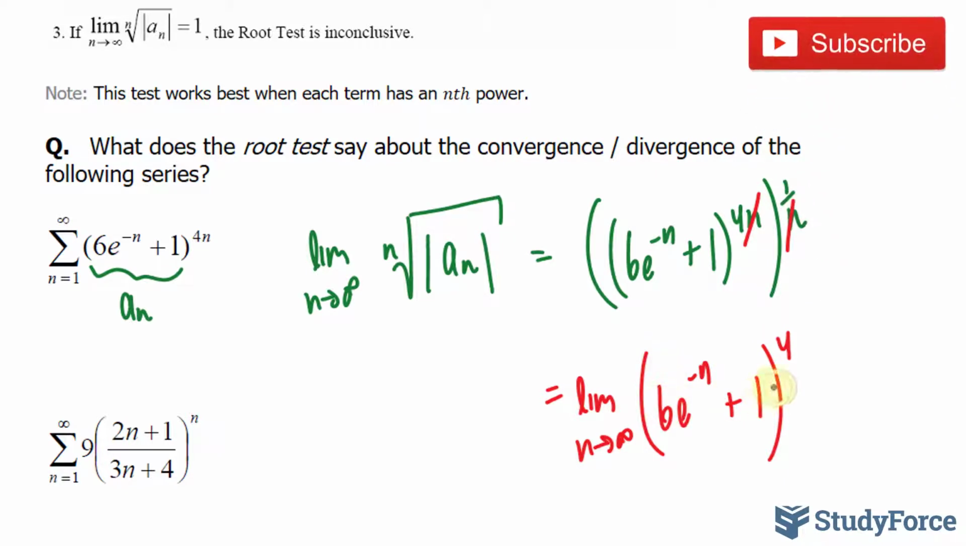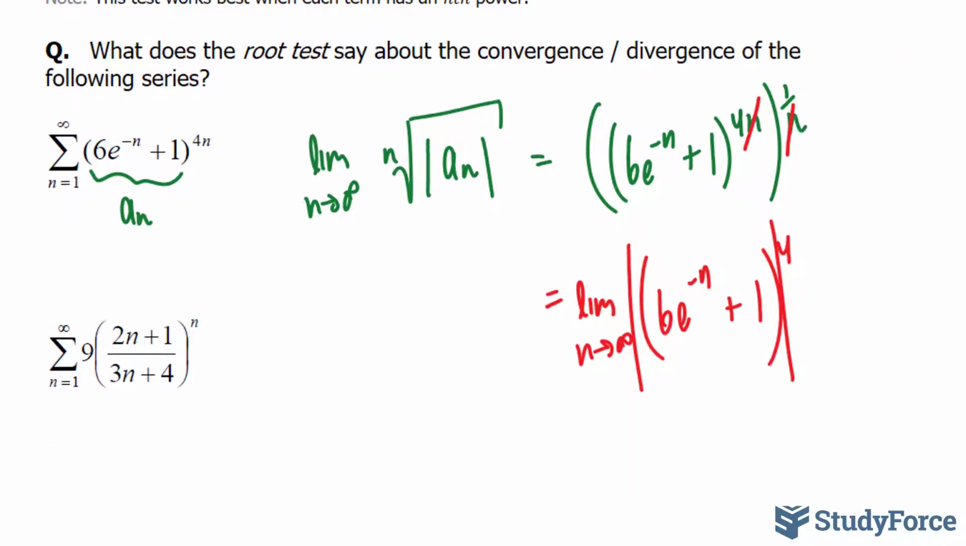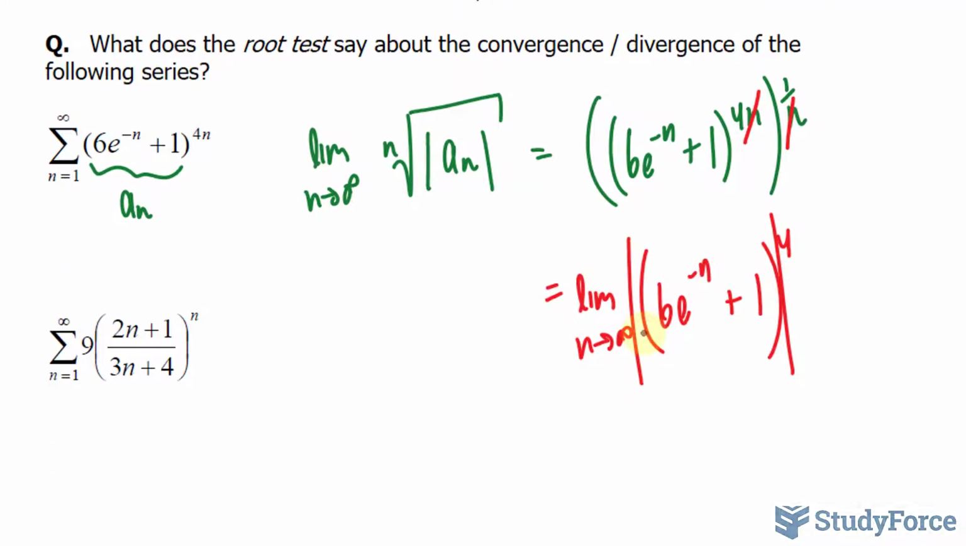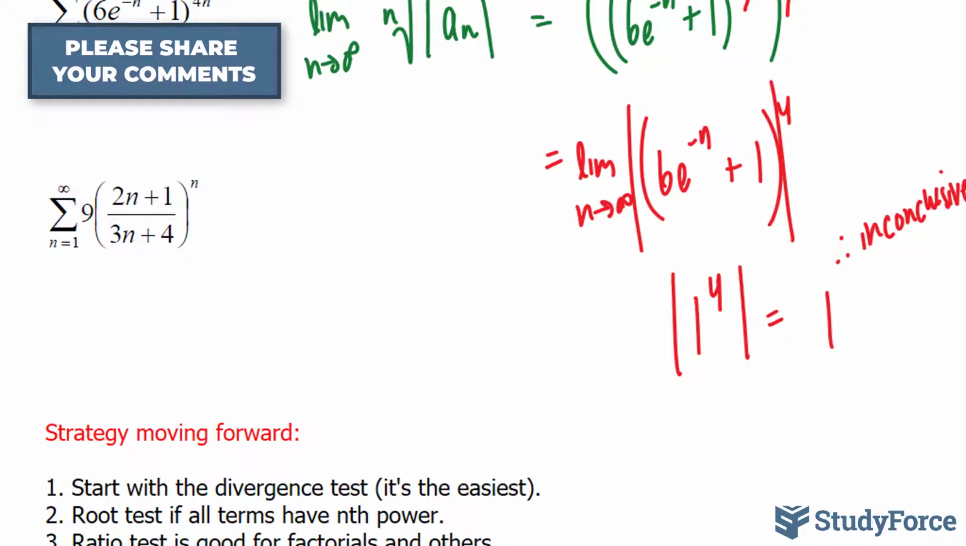Now remember, this expression is in absolute value. So my next step is to set n equal to infinity. If I set this equal to infinity, I'll end up with e to the power of negative infinity. That is equal to 0. Leaving me with 1 to the power of 4. That's equal to 1. And because I end up with an answer of 1, this is inconclusive. Take a look. If the limit is equal to 1, the root test cannot give us an answer. Let's move on to the next question.